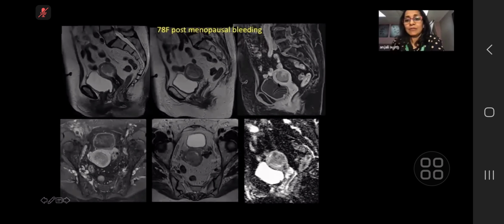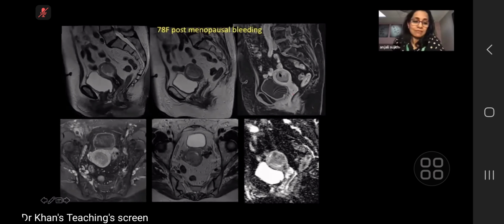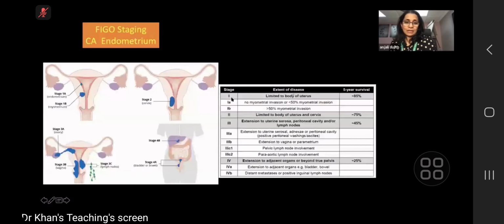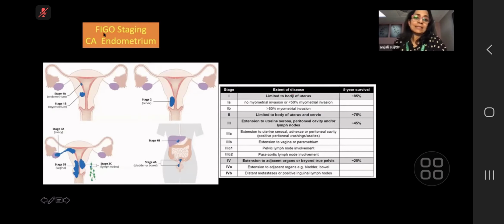Okay, and following contrast, what happens? The myometrium enhances quite avidly, whereas the tumor does not enhance to that extent. So post-contrast images would give best contrast between myometrium and the tumor, and so would help to see if there is myometrial invasion. We'll come back to this slide again. So first, let's have a look at FIGO staging of CA endometrium.